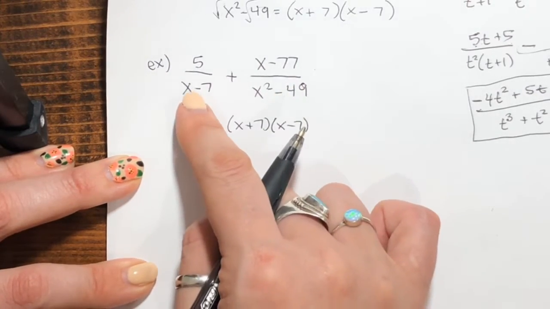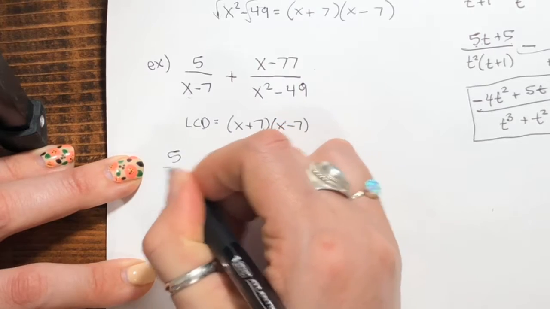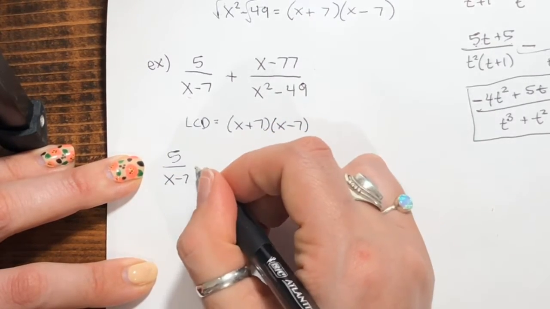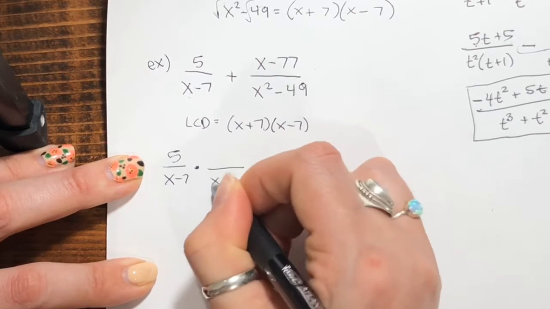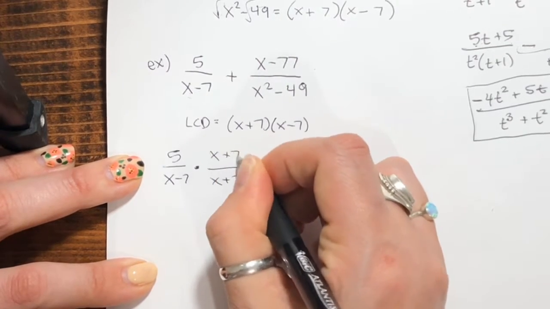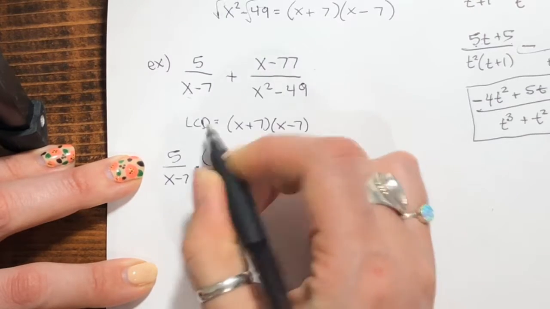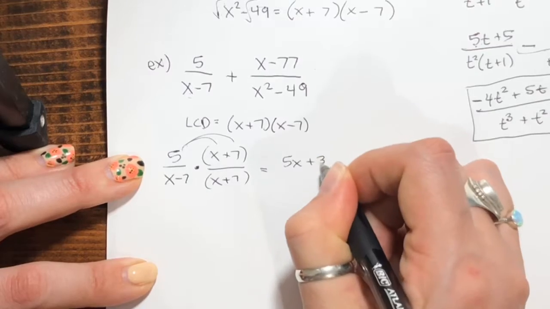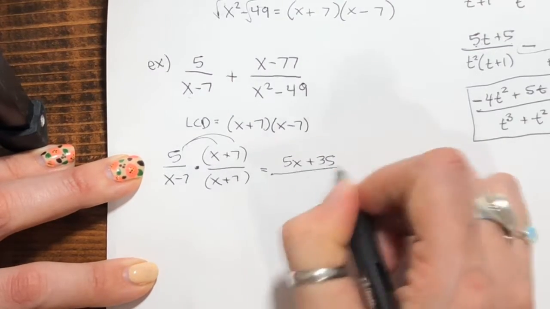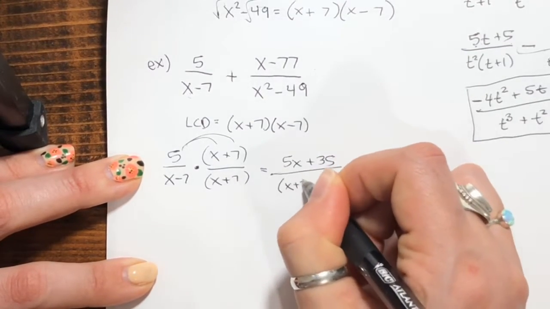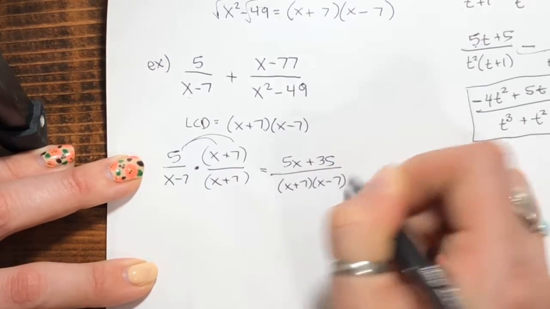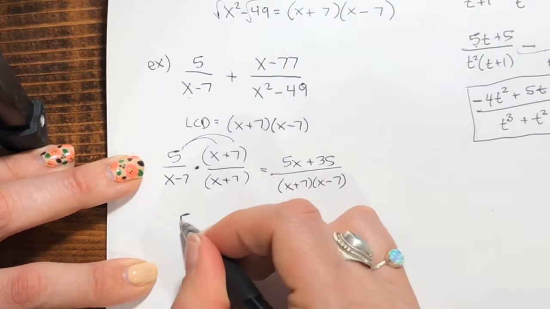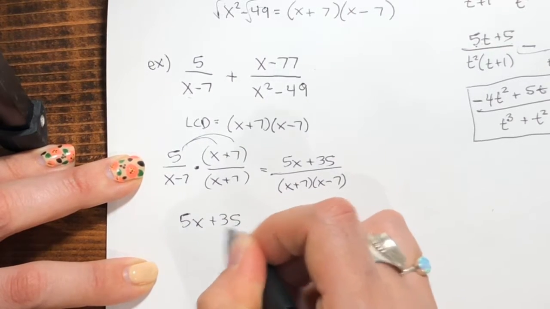So the only one I need to actually change is the first fraction, the 5 over x minus 7. It has the x minus 7 already. I just need to times it by the x plus 7 on the top and the bottom. And so let's distribute that 5 through the numerator, and I get 5x plus 35. And then our denominator is just going to be the x plus 7, x minus 7. So our original problem, I can replace this fraction with this guy. We have 5x plus 35.